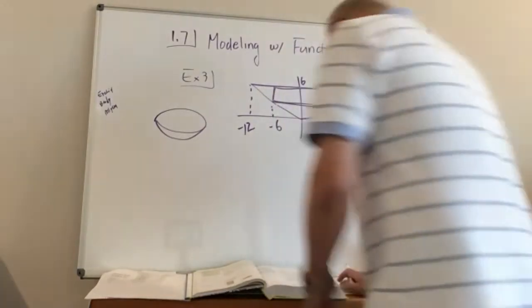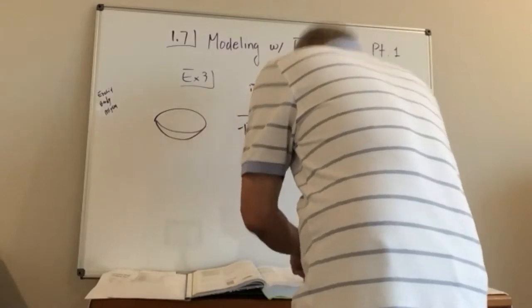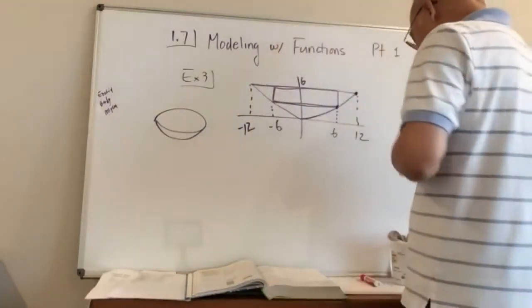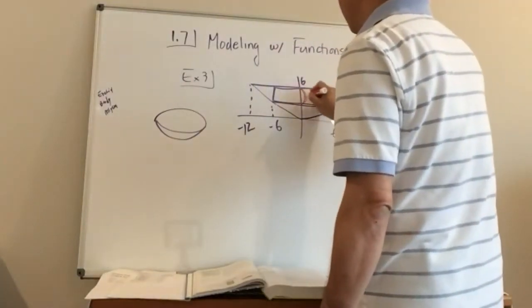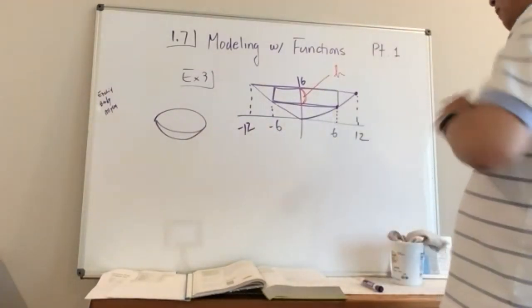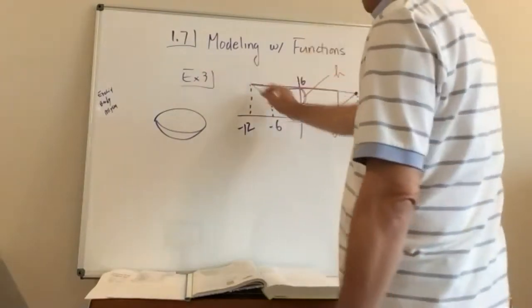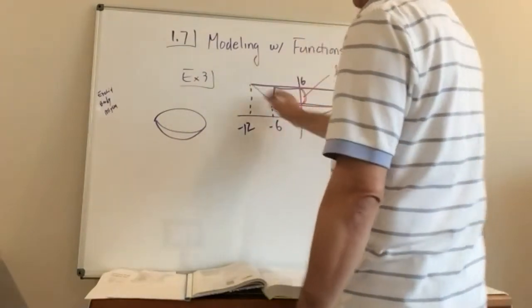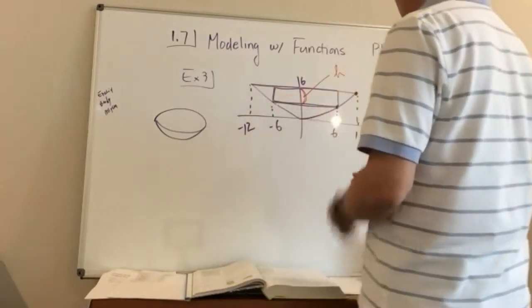Okay. And what do they want us to find? How tall must the cylinder be? So we're looking at finding this guy here. This H is what we're trying to find. Okay. So how would you find that? So this is a parabola. So let's find the equation for this function here, right?